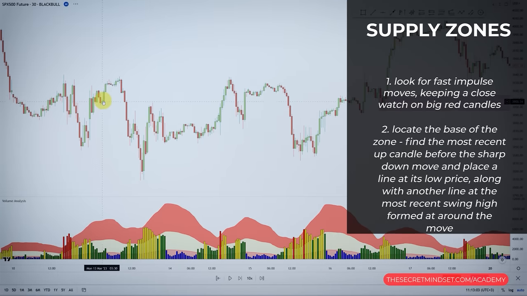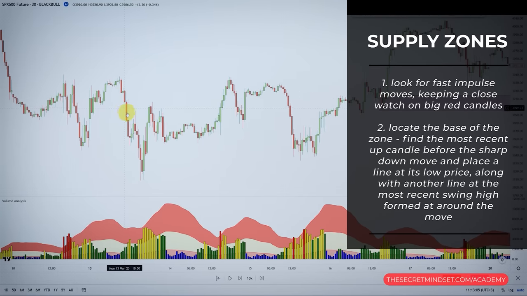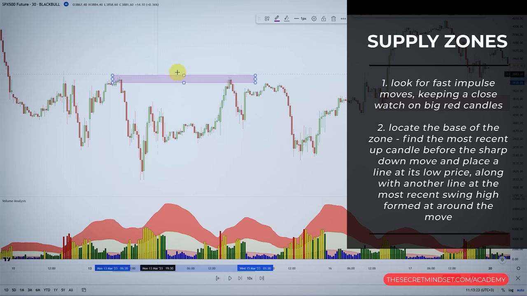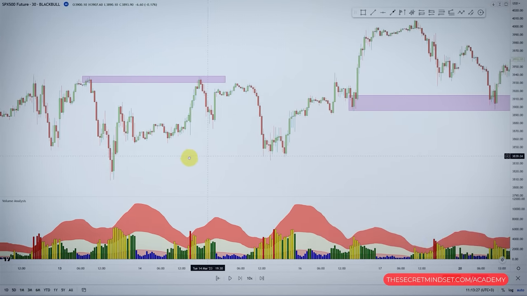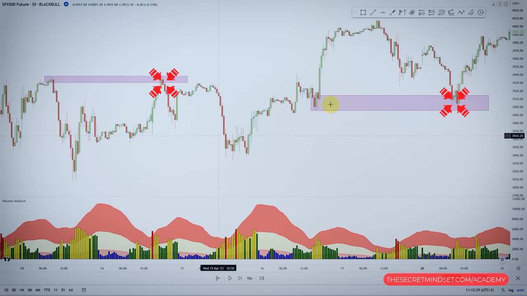To find supply zones, look for fast declines and red candles with extended bodies and minimal wicks. Then find the most recent up candle before the sharp down move and place a line at its low price, along with another line at the most recent swing high formed at the source of the move. In theory, the price is likely to reverse once it returns to these supply and demand zones.